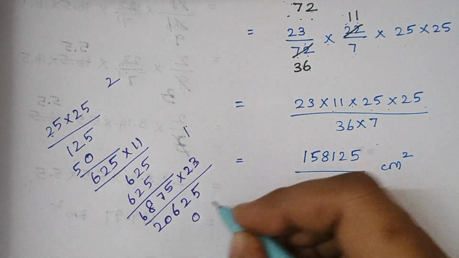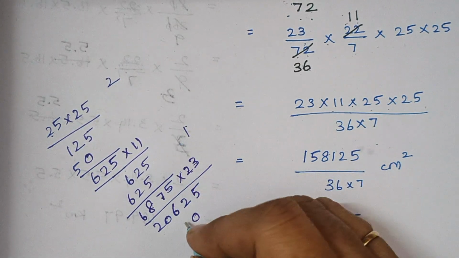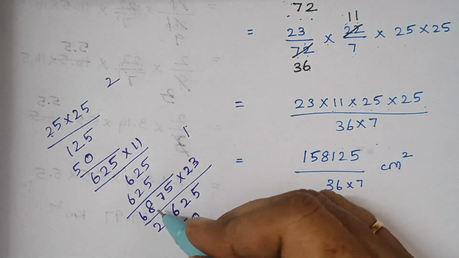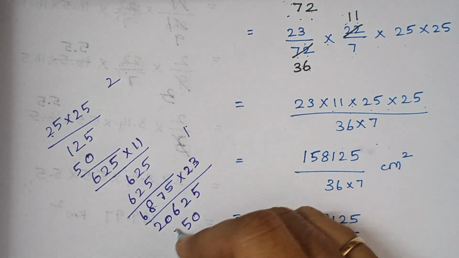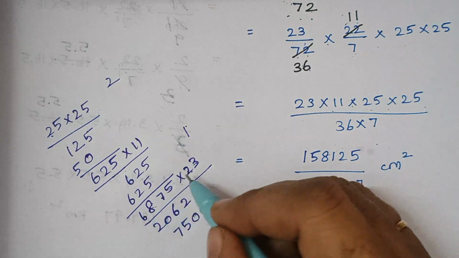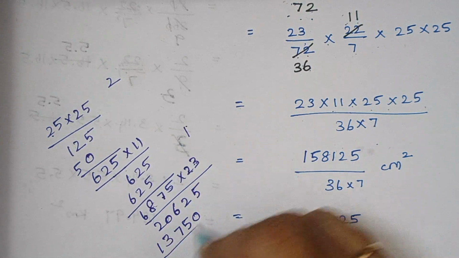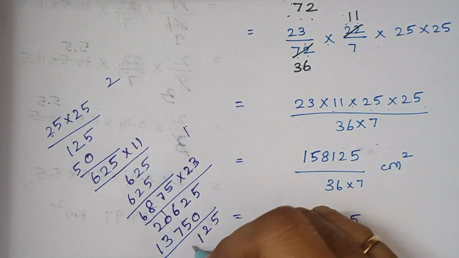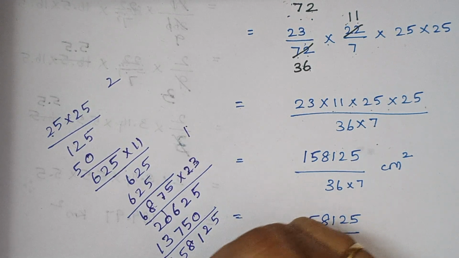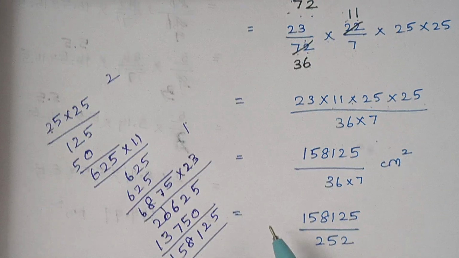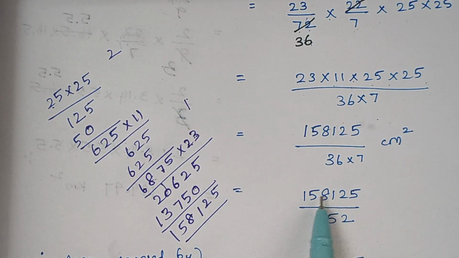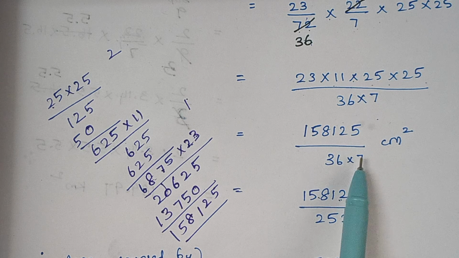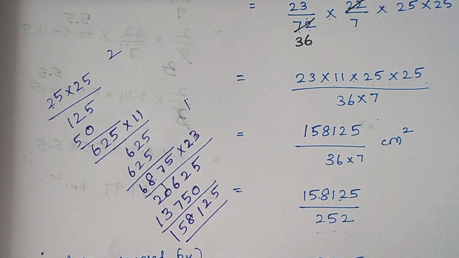And here, 5 2s are 10, remainder 1. 7 2s are 14 plus 1, 15. 5, remainder 1. 8 2s are 16 plus 1, 17. 7, remainder 1. 6 2s are 12, 12 plus 1, 13. So 5, 2, 11, and here it is 8 and 5, and this one, right? So finally I'm having 158125 divided by, and 36 into 7 gives you 252, right?